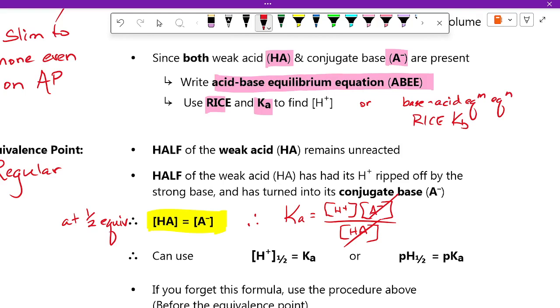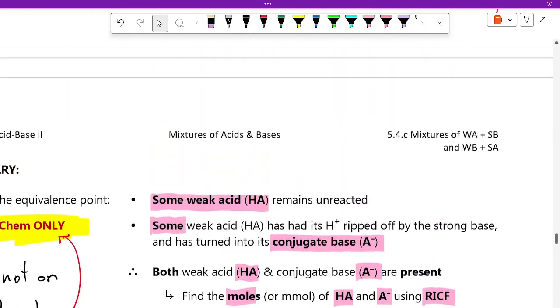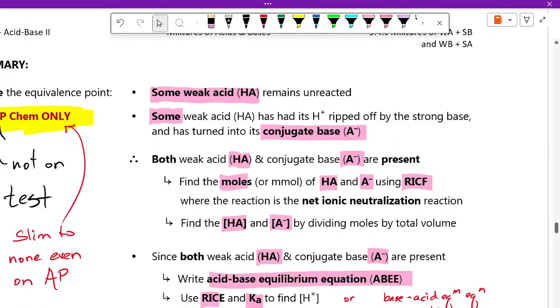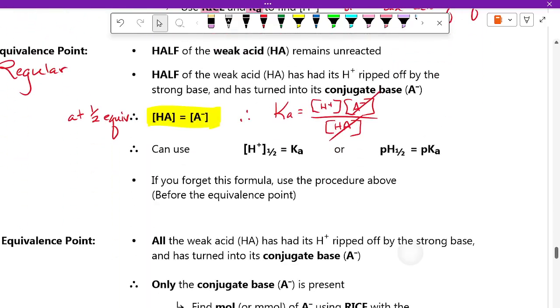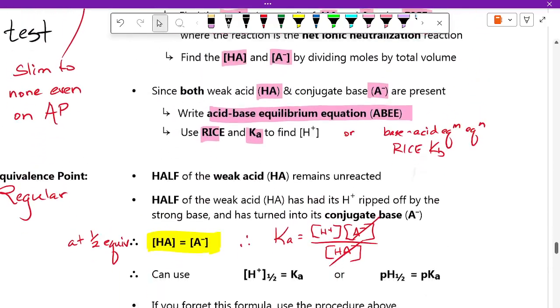If you forget this formula, you can use all of this nonsense. So hopefully you remember this one, okay? But it's pretty straightforward.